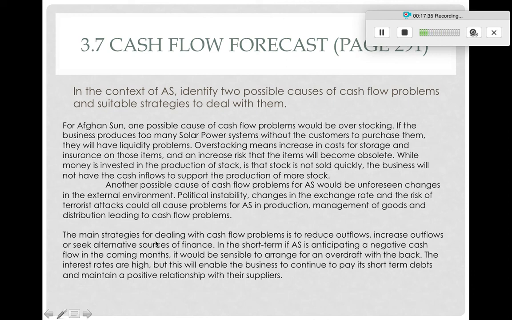So I'm identifying here an alternative source of finance as a solution to cash flow problems, but you could also identify methods of reducing outflows, like reducing expenses or finding cheaper raw materials, or to increase inflows, like better promotion methods to increase sales, or finding additional sales revenues, additional sources through things like government grants or subsidies.